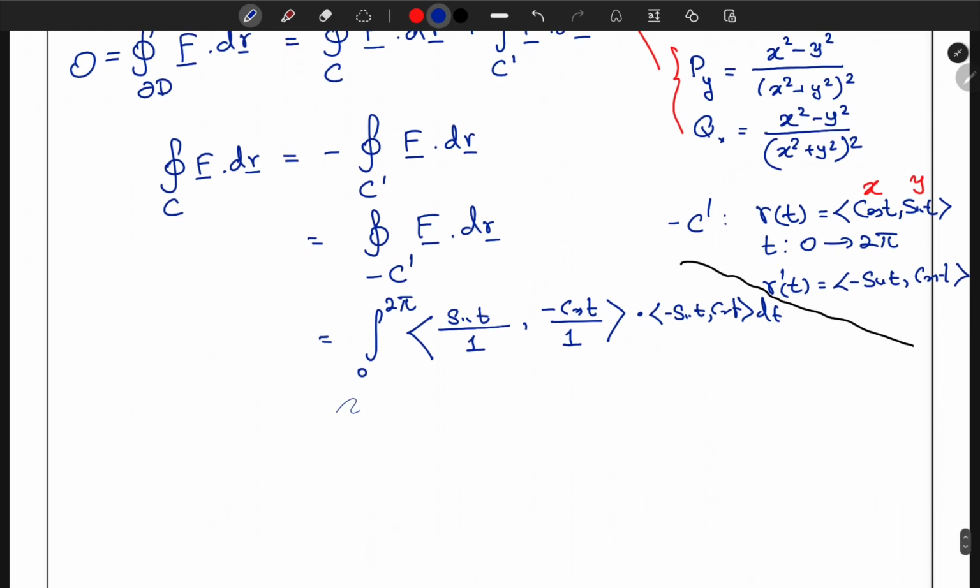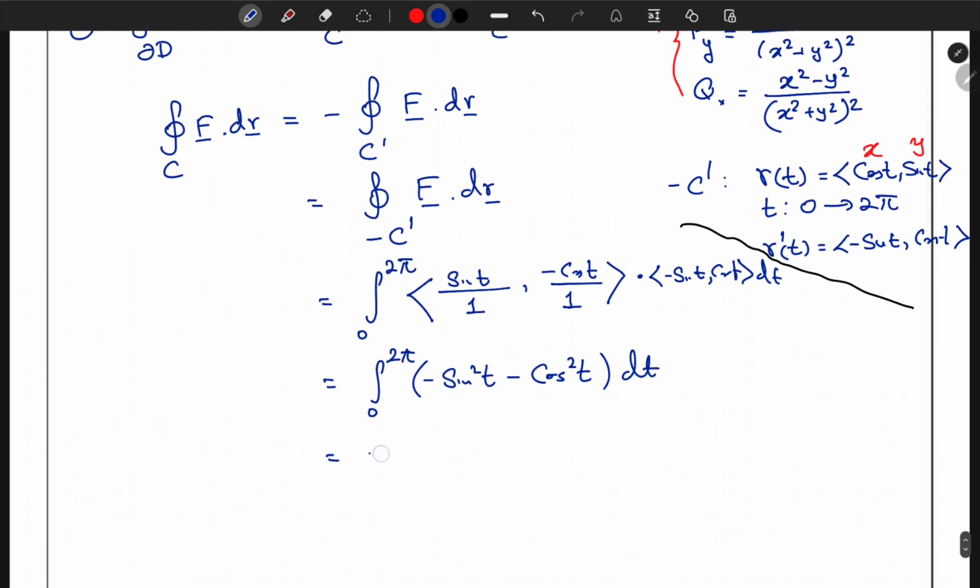Now we can easily evaluate this. Negative sine squared t minus cosine squared t dt, which is negative 1. So it's negative the integral from 0 to 2 pi of 1 dt, which is negative 2 pi.